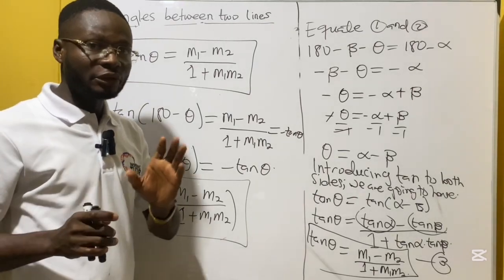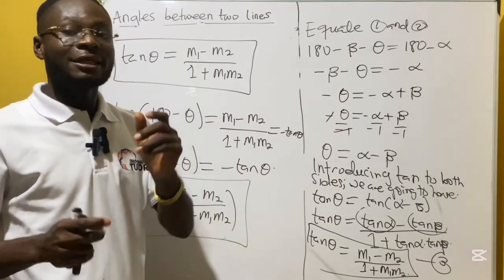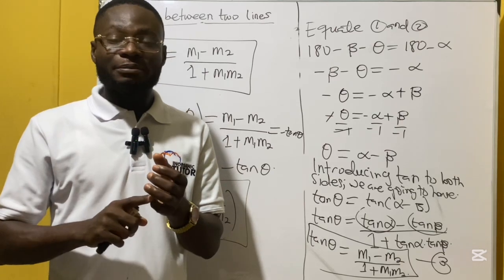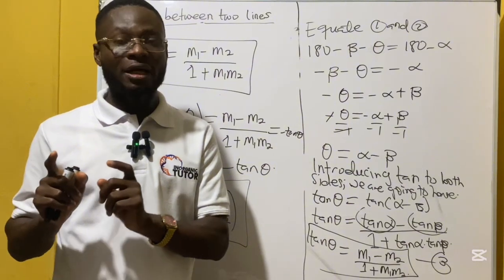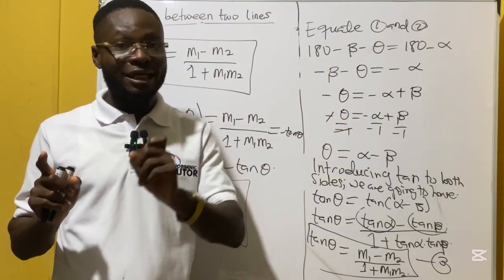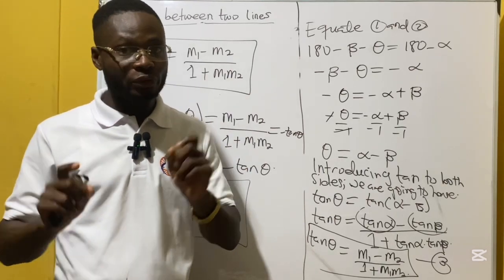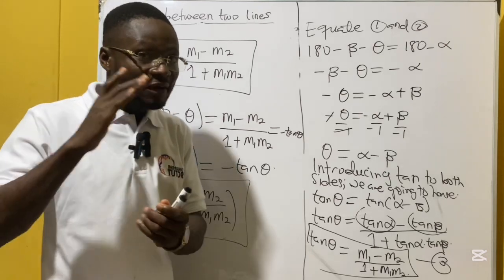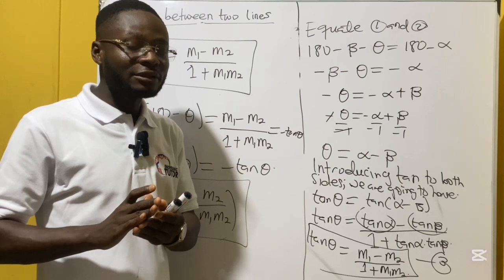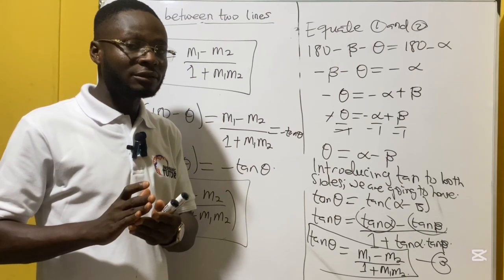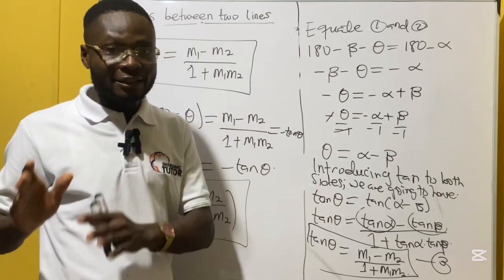So basically, don't forget, if you are calculating angles between two lines, it must be an acute angle. Basically, that is what they are known for. And acute angles are angles that lie between 0 and 90 degrees. Note that, so put it somewhere. It's very important. Whenever you calculate these angles, don't expect them to exceed 90 degrees or equal 90 degrees. Never expect that. It should be between 0 and 90 degrees.